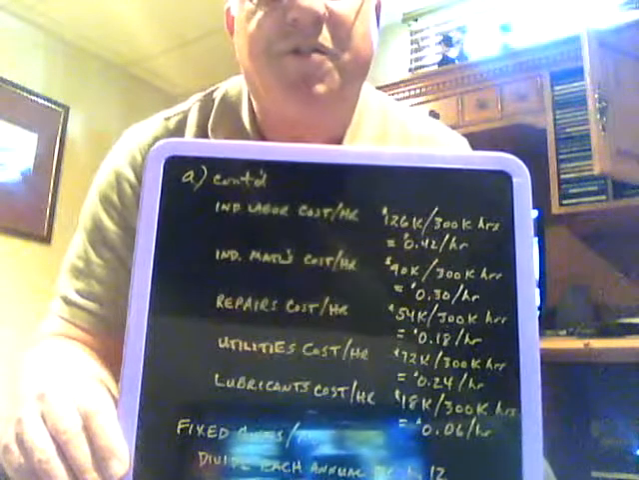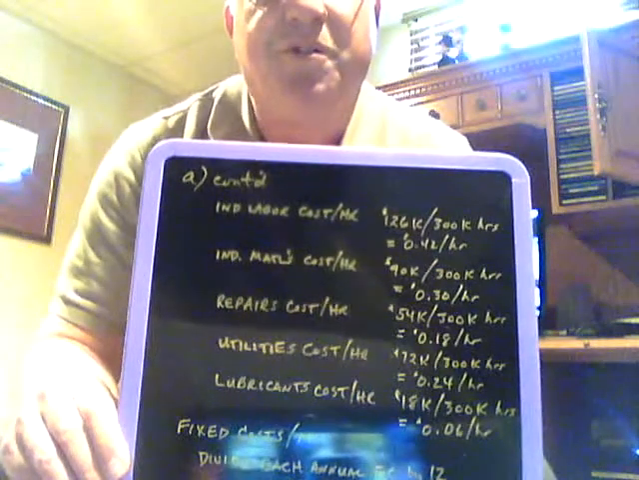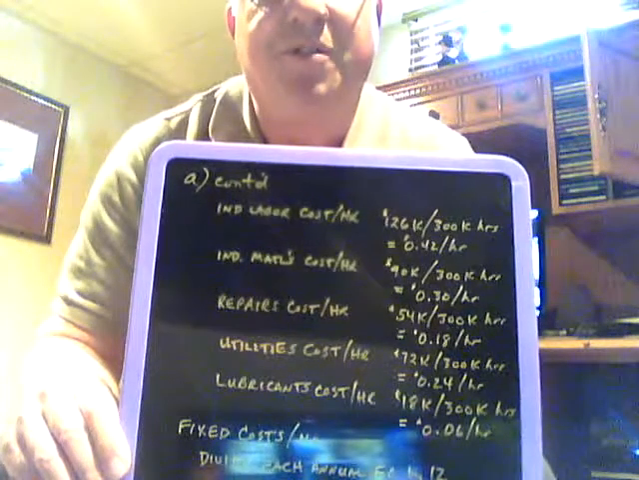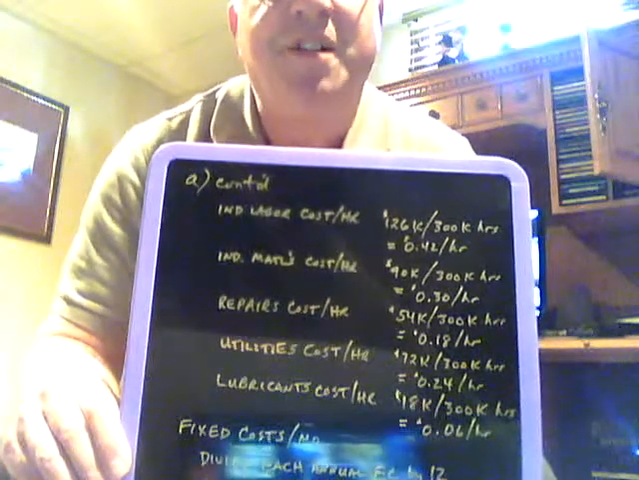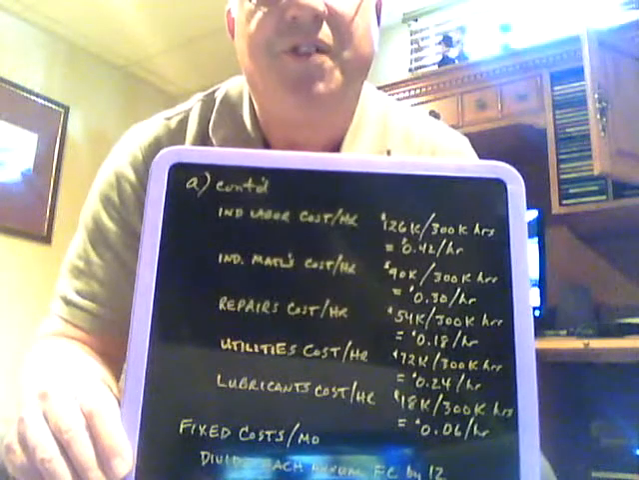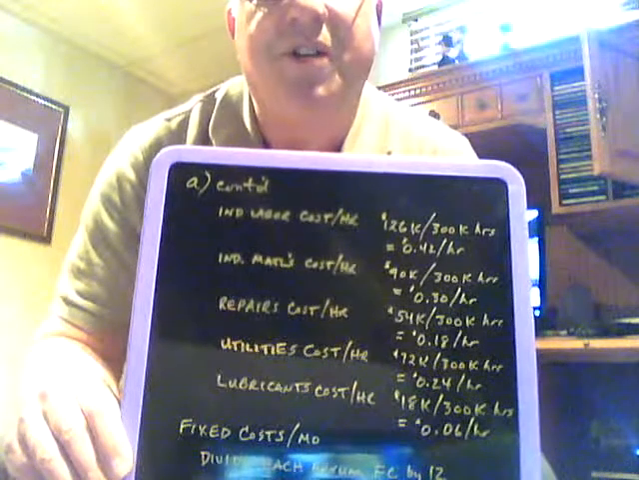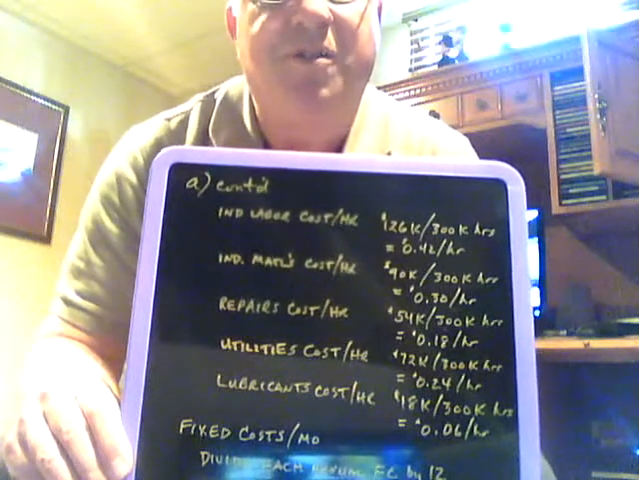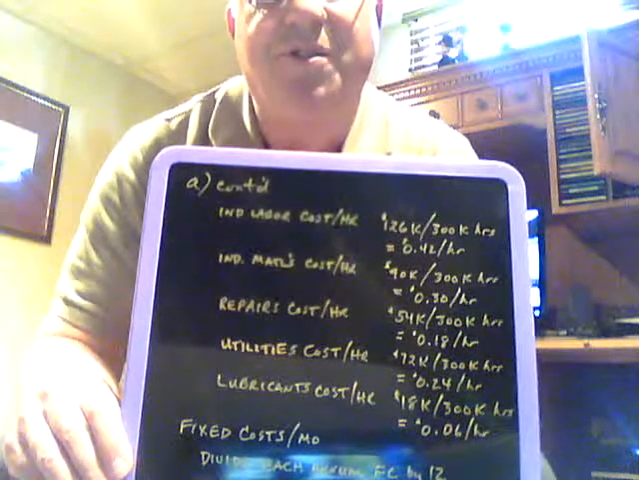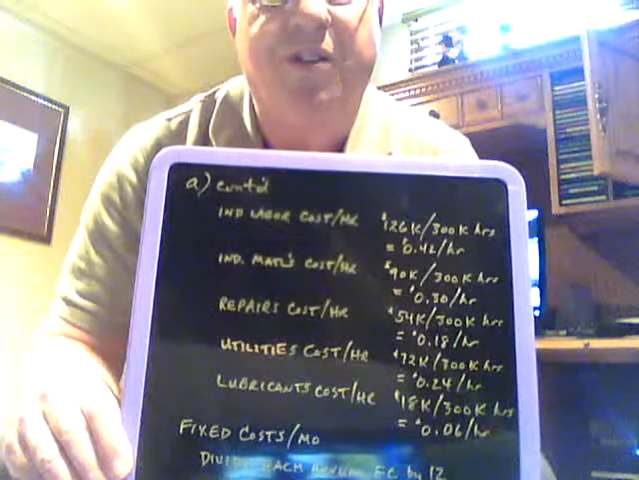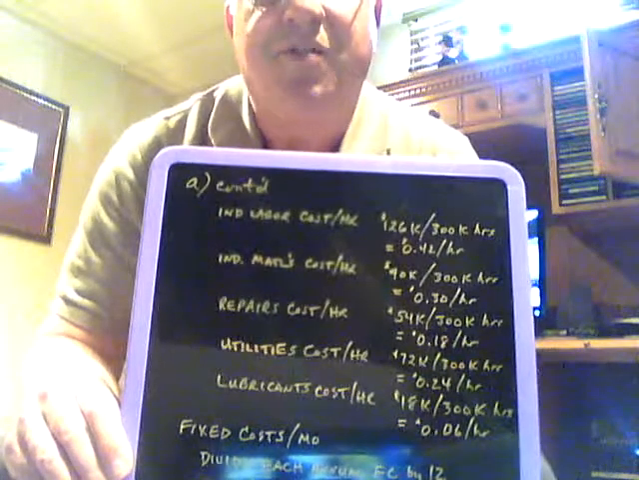Repairs, same thing. We were given 54,000 total variable costs for the year. Divide by 300,000 direct labor hours, 18 cents an hour. Utilities, this was estimated at 72,000 for the year, divided by the 300,000 direct labor hours, 24 cents an hour. And lubricants, finally, 18,000 divided by the 300,000, or 6 cents an hour. So you just need to do the math properly for all these.